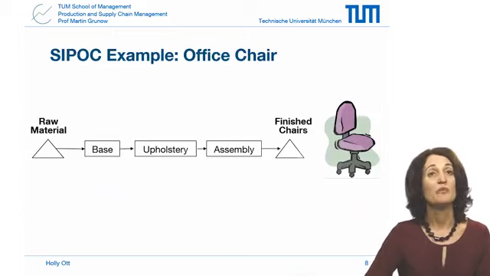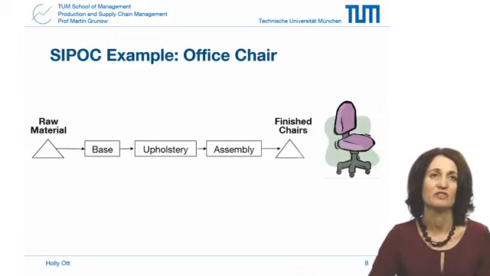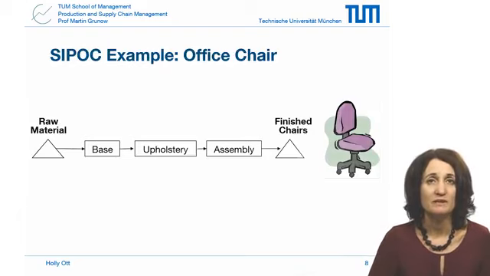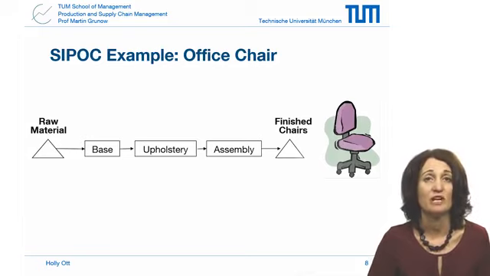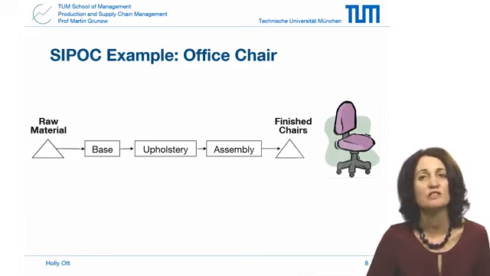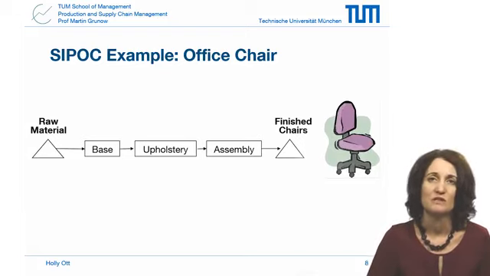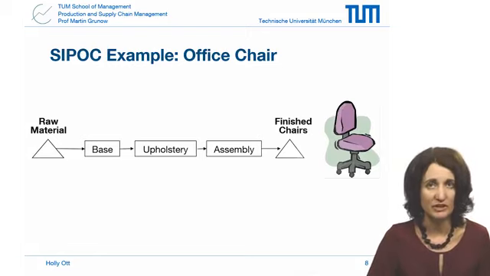Now let's look at an example. Here we have a SIPOC for an office chair. We have this assembled from different components in a very simple process. Raw materials enter the process. We have the base of the chair is then connected to the frame, and then the upholstery, the cushions are attached to the base, and then we have the final assembly where the wheels and arms are attached, and then you have your complete chair.